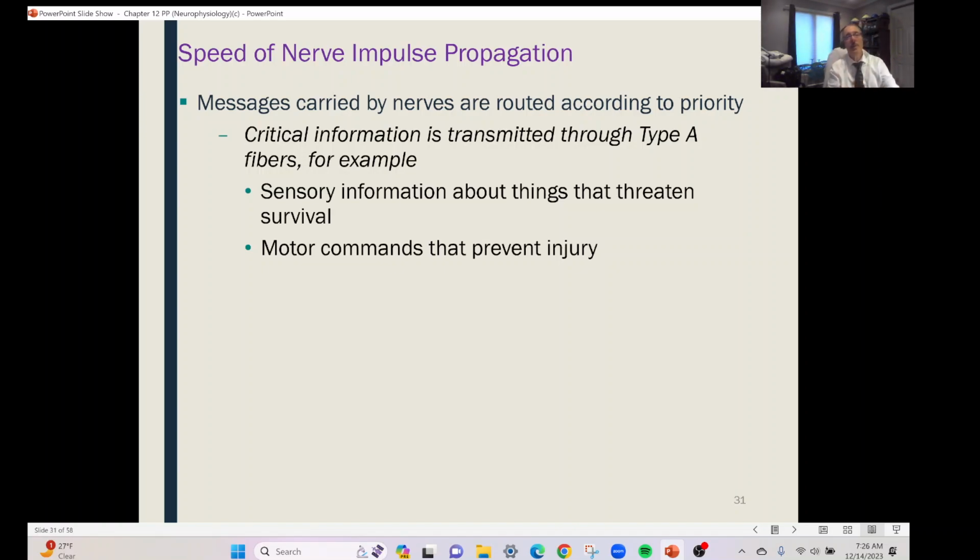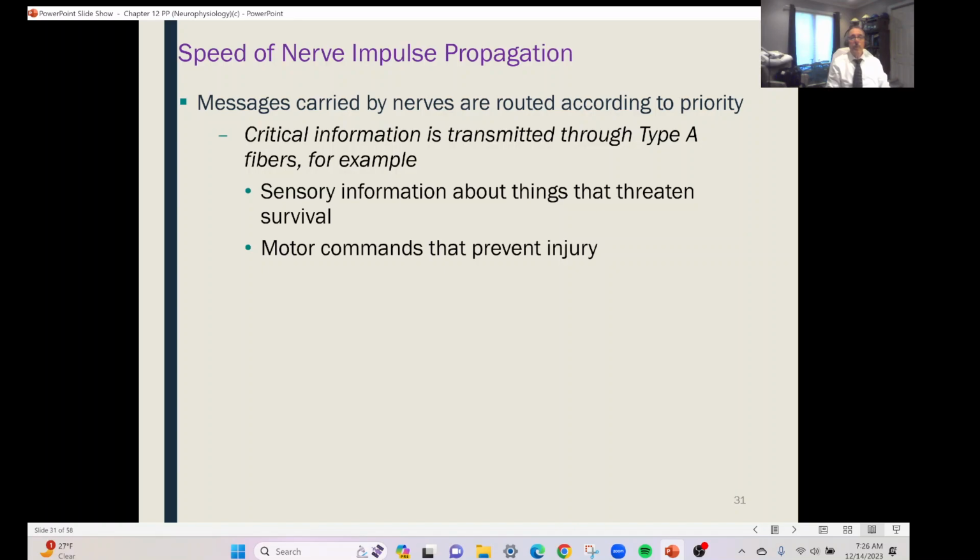Okay, the last slide in this lesson: messages carried by the nerves are routed according to their priority. Critical information, think about it, is transmitted through type A fibers. We want that information to get to the brain as fast as possible, or away from the brain as fast as possible, if something is critical. Sensory information about things that threaten survival, we want that information getting to the brain as fast as possible. So they're going to travel over type A fibers. And then motor commands that prevent injury, we also want our muscles to contract. Like I said before, touching a hot stove or something, we want to pull away from that as quickly as possible to prevent injury.